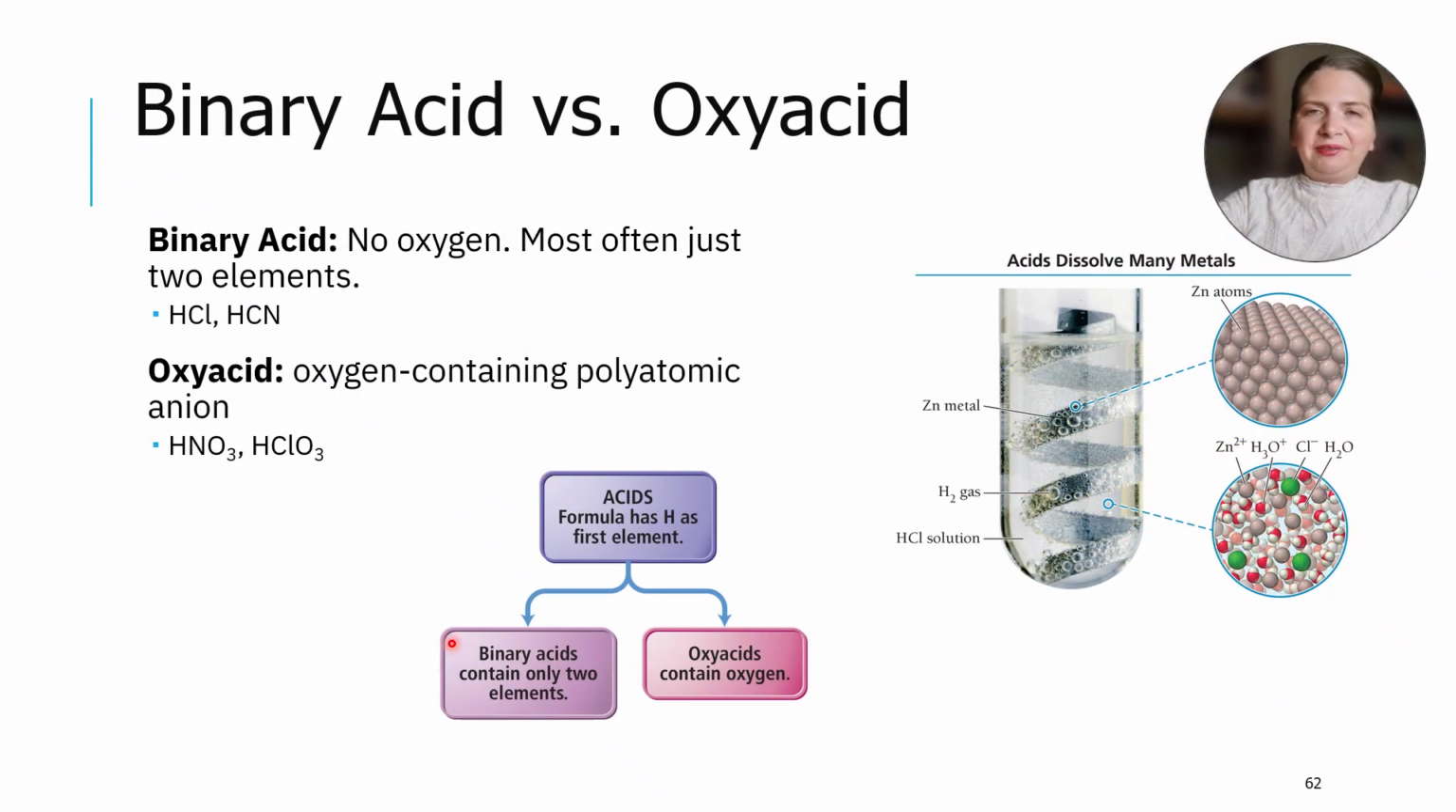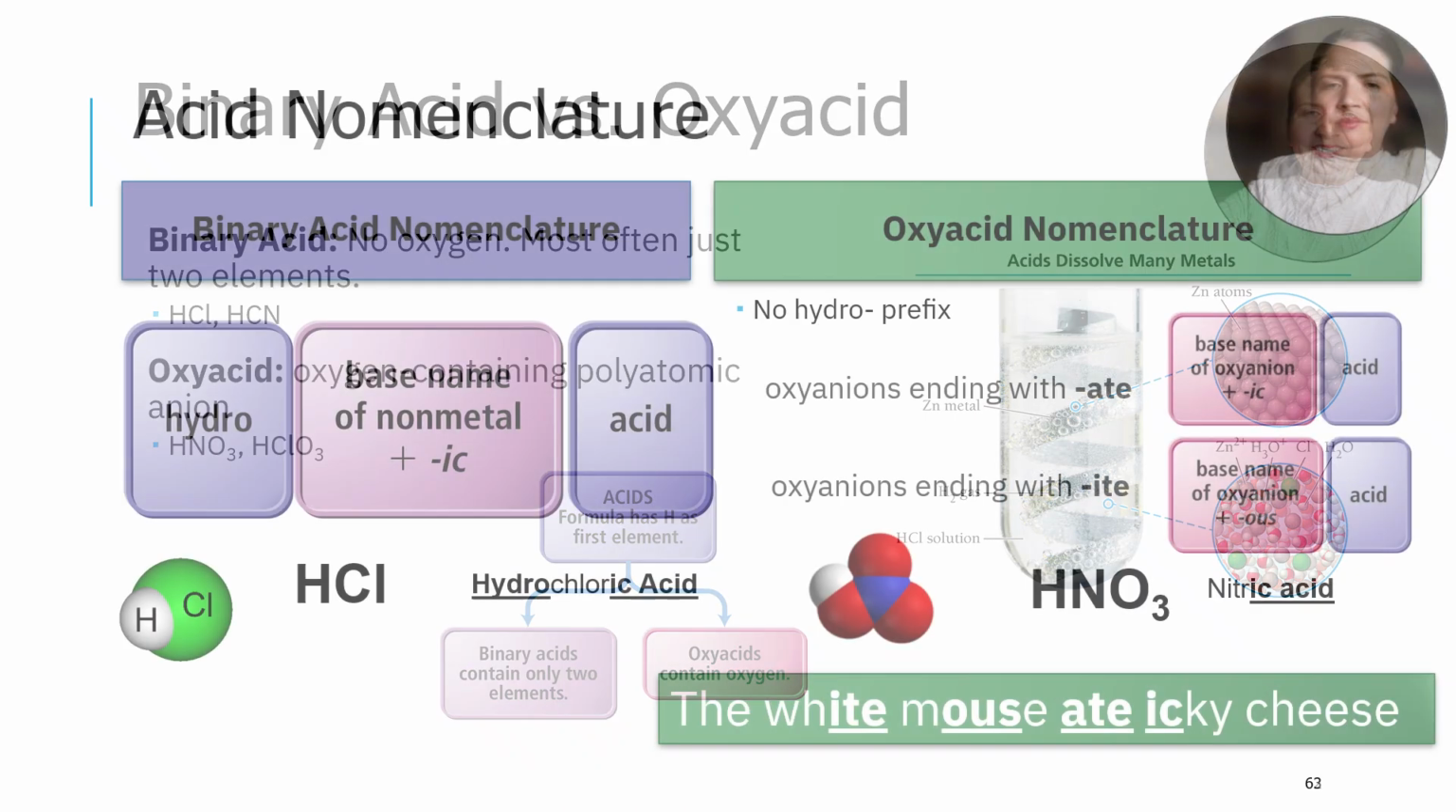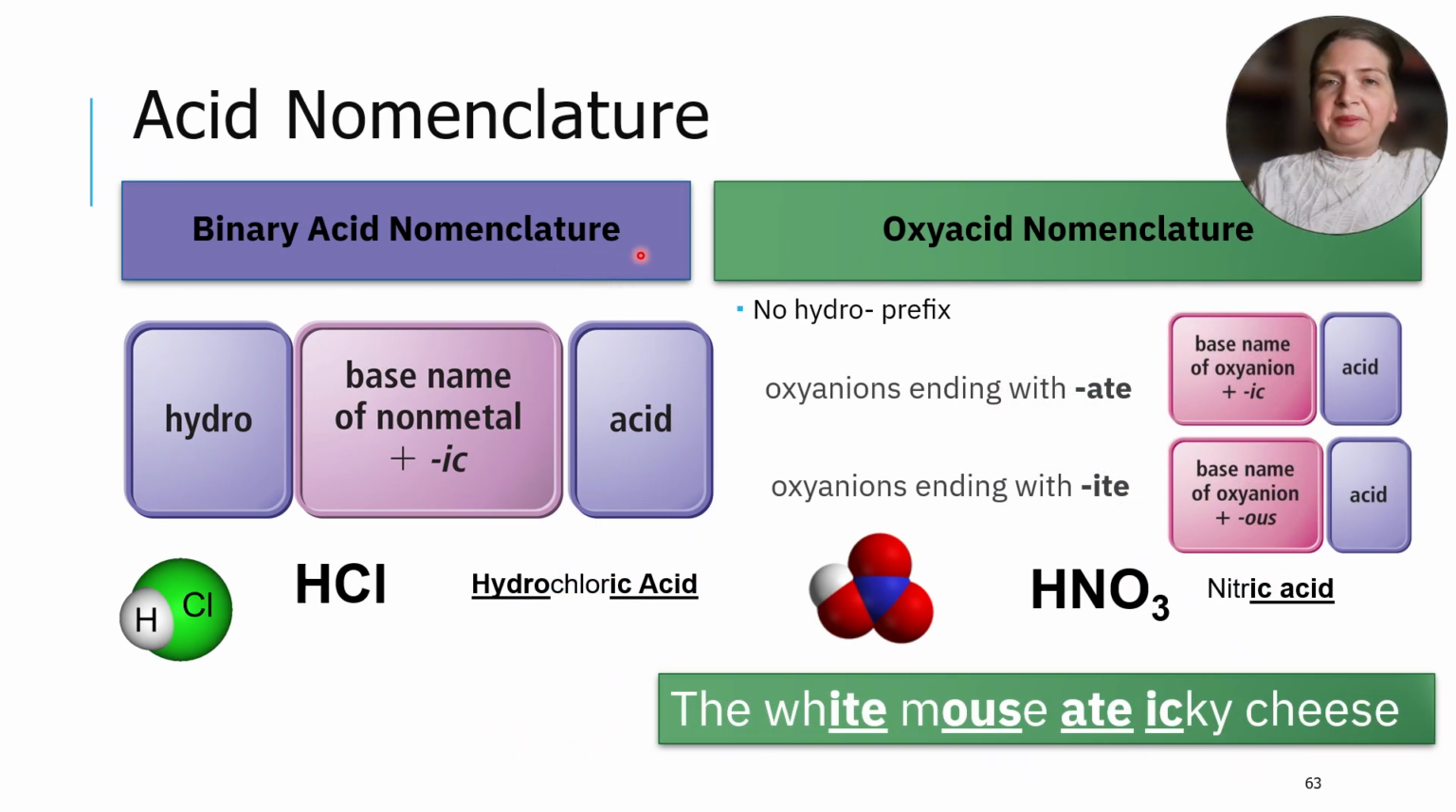Acids can be classified as either binary acids or oxyacids, depending on whether oxygen is present in the anion. Binary acids do not contain oxygen, and they are usually made out of only two elements. Oxyacids contain a polyatomic ion that includes oxygen. The different types of acids have unique naming rules.